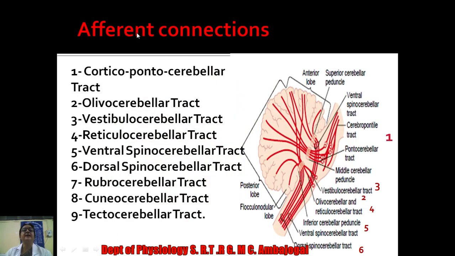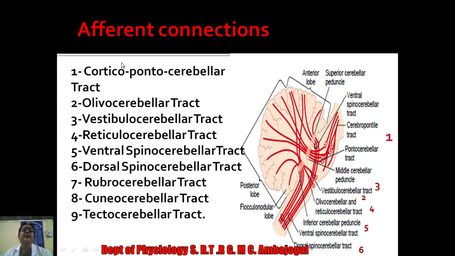Now these are the afferent connections. In this first connection, it is the cortico-pontocerebellar tract. This is an extensive and very important tract that carries mainly information from the cerebral cortex, then relays into the pontine nuclei, then to the cerebellar cortex, the cerebellar hemisphere, that is the opposite cerebellar hemisphere.